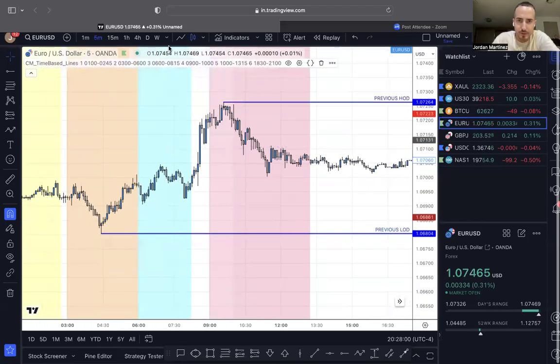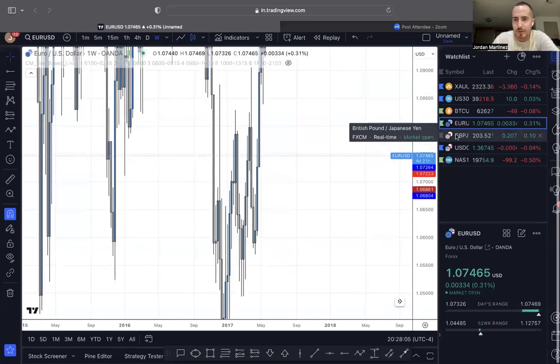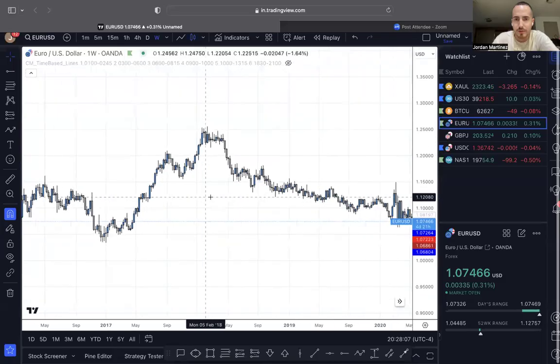Previous low of day, previous high of day. Now this is where the sauce comes in. So our top-down analysis, we start on the weekly time frame, identifying where price is going.